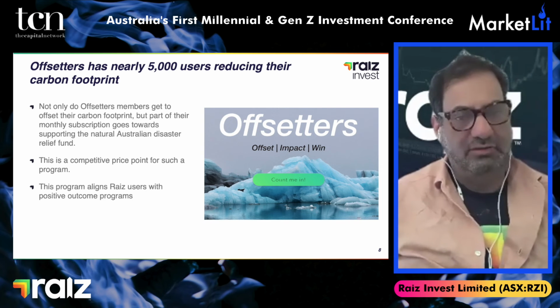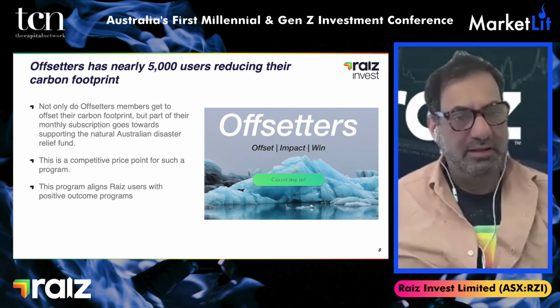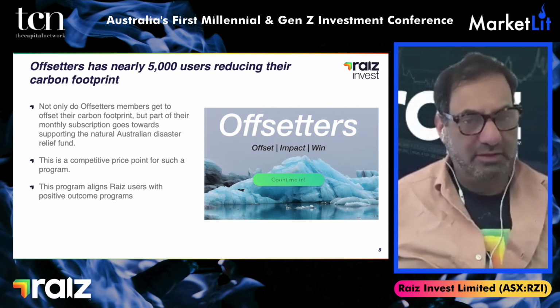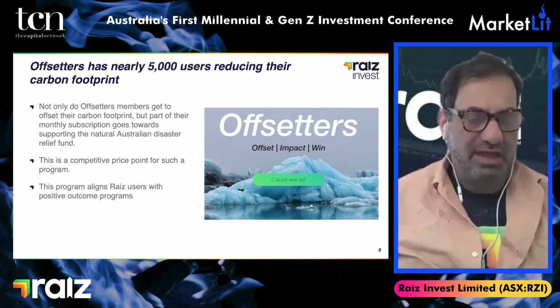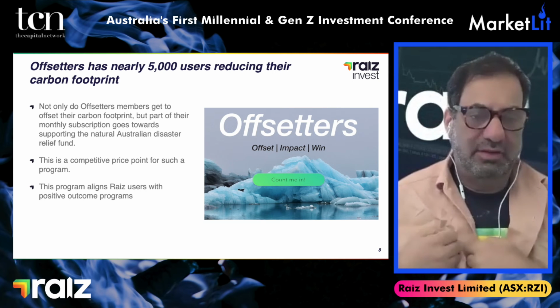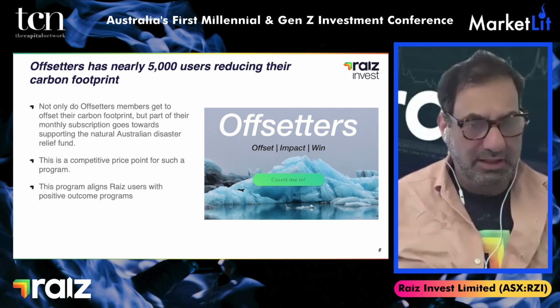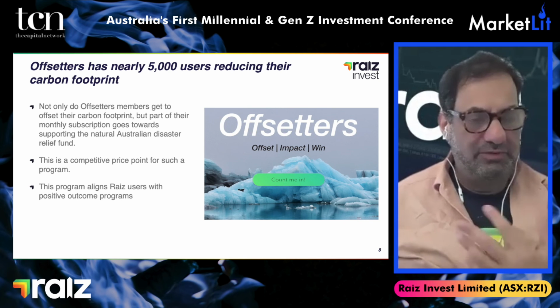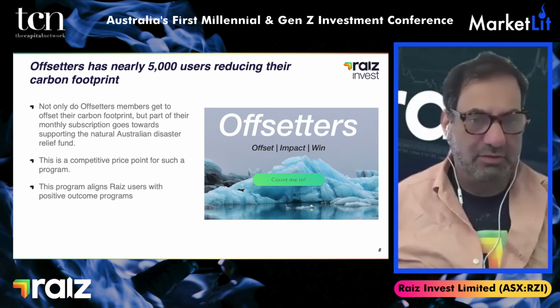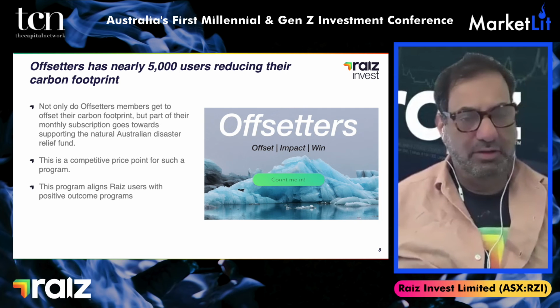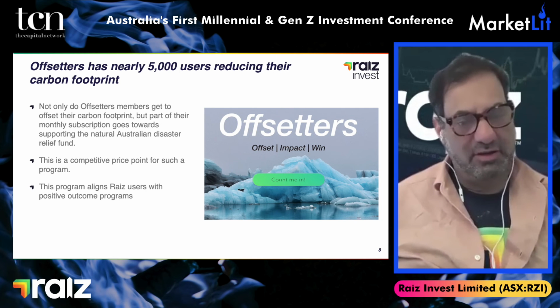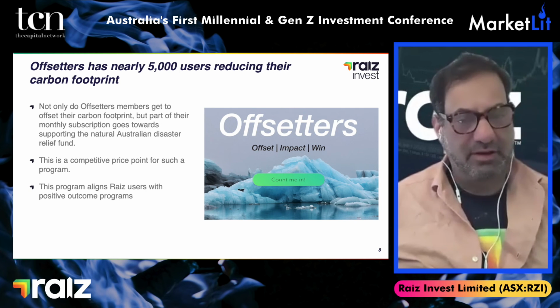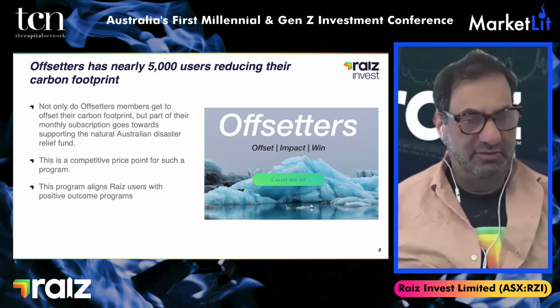Offsetters allows our customers to offset their own carbon footprint. So the planting of the trees offsets the Raiz carbon footprint, but Offsetters allows you to offset your own carbon footprint. As well as that, it also helps the local community by building up an Australian National Relief Fund. And we also have fun prizes and competitions that go around it. It's very affordable at $3.70 a month to offset your own carbon footprint. And we've found this to be very popular with our Raiz users as well.